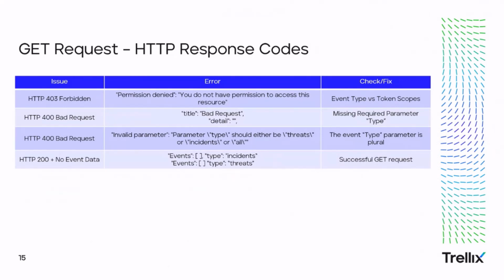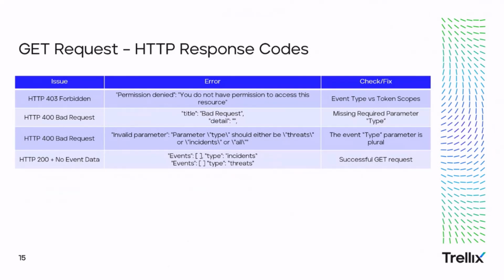The last entry you see there is actually a successful GET request. However, a question comes up from time to time about why there isn't any data in the payload. In this scenario, what that means is that there aren't any events present in the data store that match the criteria that you requested. So an empty response is in fact a successful response.